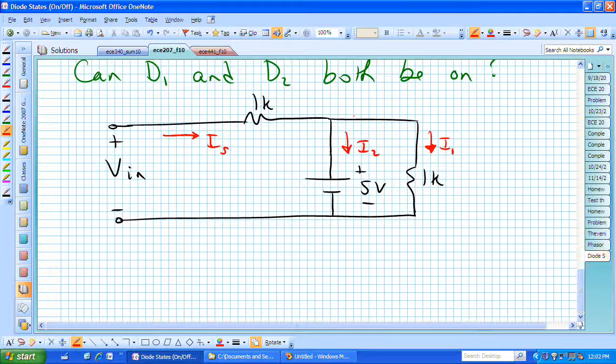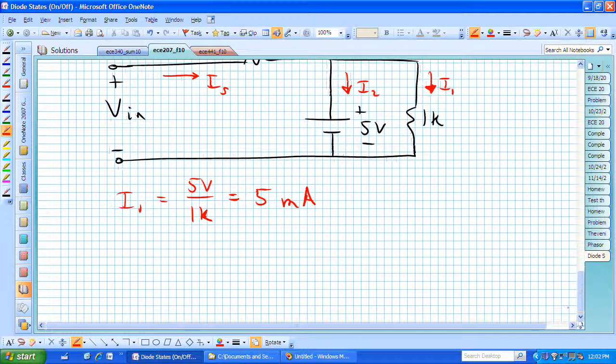Now I think it's clear that I1 is just going to be 5 volts divided by 1K, or that's going to be 5 milliamps if this circuit is valid. It's always going to be 5 milliamps because we just have 5 volts across it as long as diode 2 is conducting. So now let's do a KVL around the left to see if we can actually see that I sub 2 is positive. If I sub 2 is positive, then diode 2 is conducting.